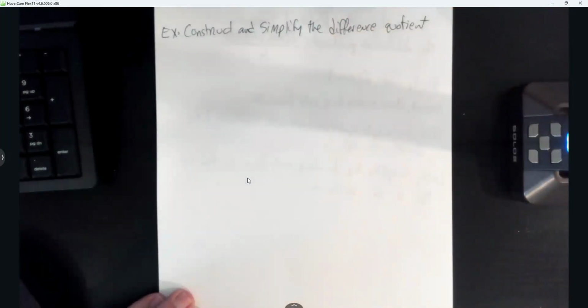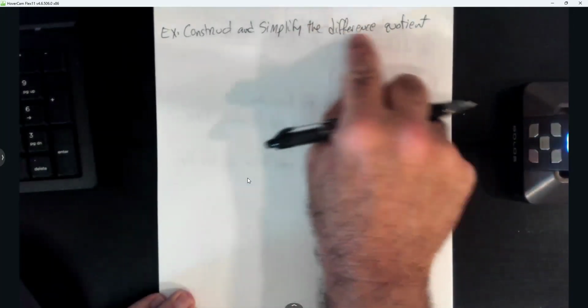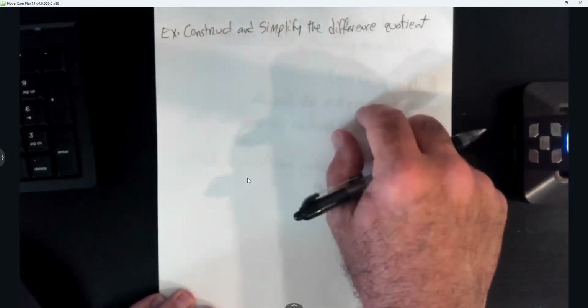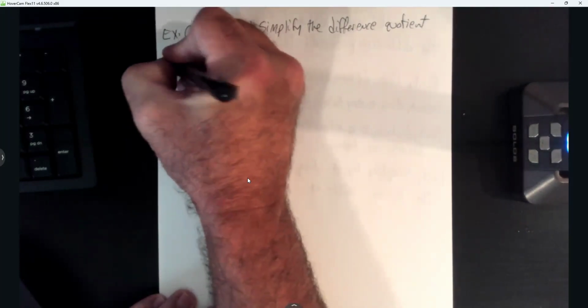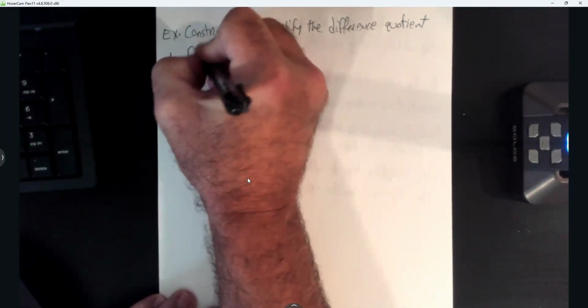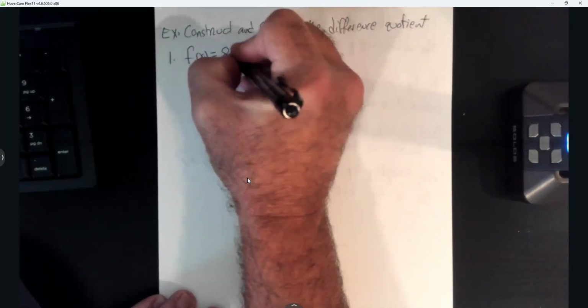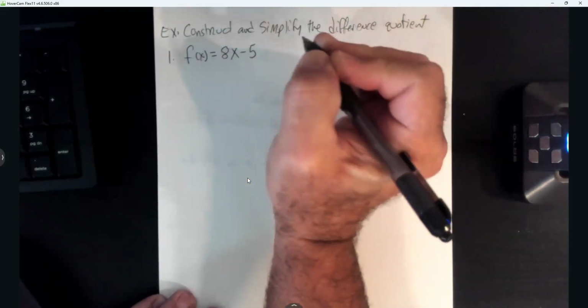So y'all, in this class, we're only worried about you being able to plug it in and solve it. Once y'all get into calculus, they're going to explain everything about it, how it's used to find slope and all that fun stuff, okay? All right, y'all, so for my first one, f of x equals 8x minus 5.